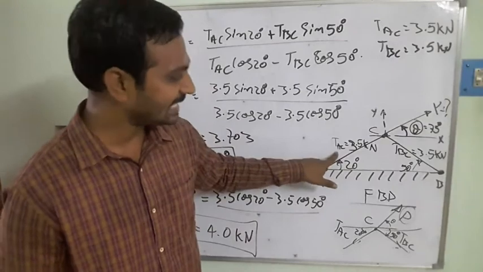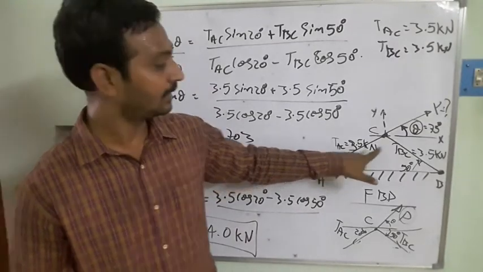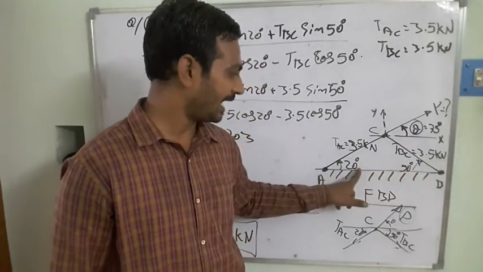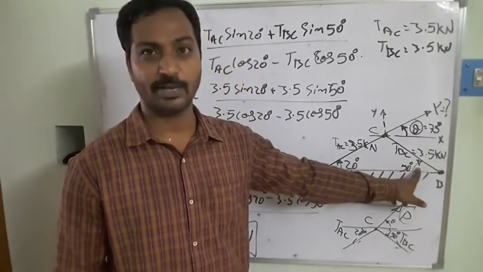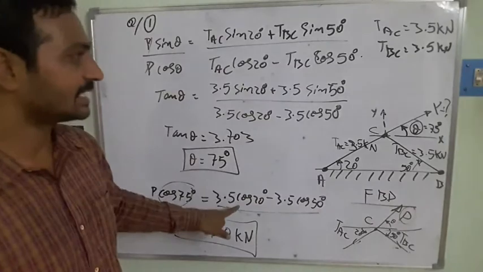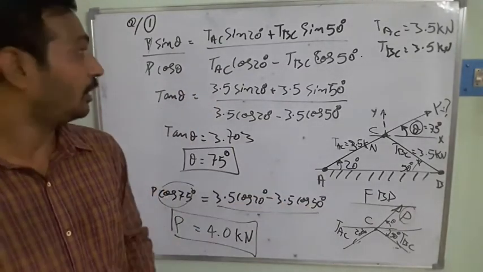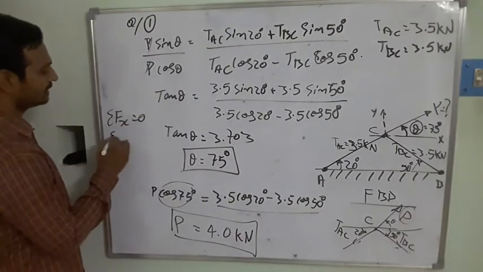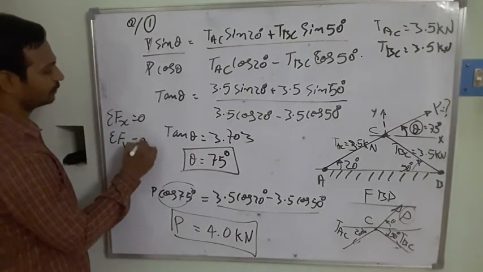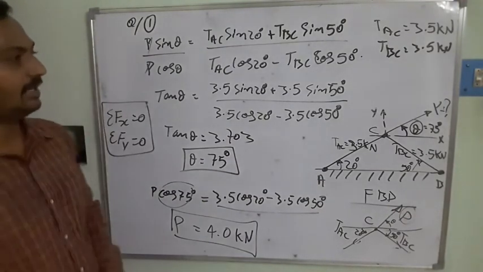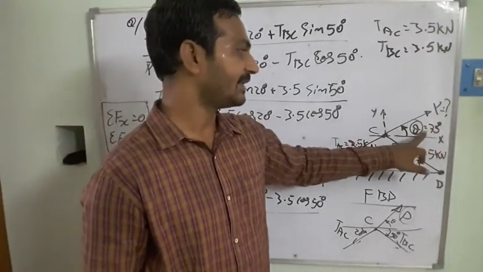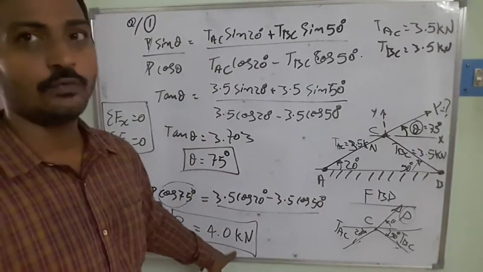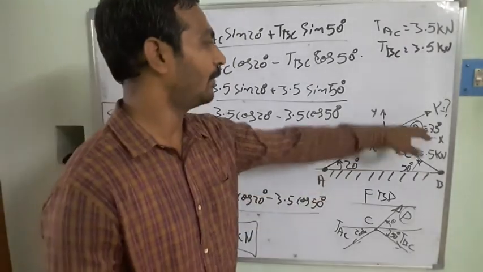In this case TAC is going to be 3.5 kilonewtons and TBC is equal to 3.5 kilonewtons. They are making angles of 20 degrees and 50 degrees respectively. After these calculations, the equations of equilibrium: summation of the forces in the x direction is equal to 0, and the summation of the forces in the y direction is equal to 0. When we applied these equations, the unknown parameters P as well as theta we have calculated. Theta is equal to 75 degrees and P is equal to 4 kilonewtons. And then finally we got this equation.